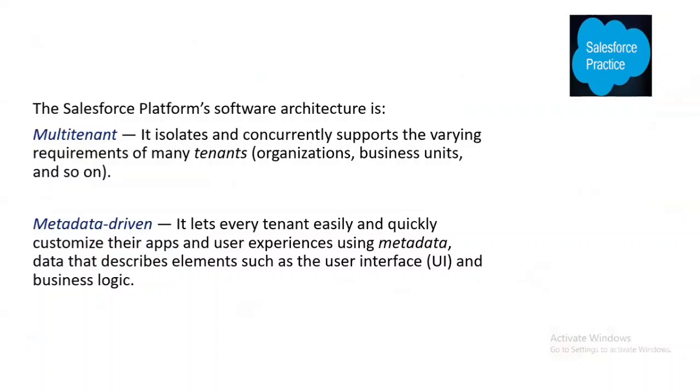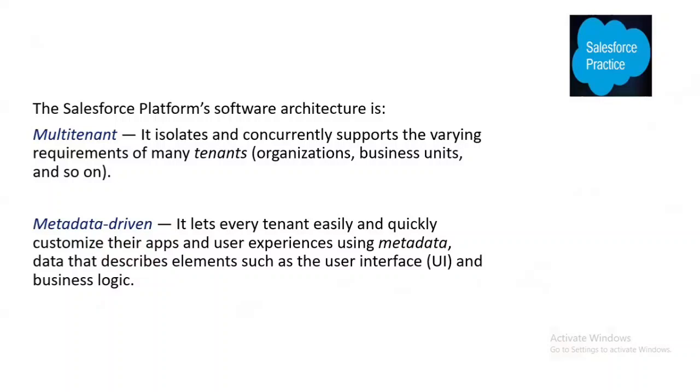Multi-tenant architecture is isolated and concurrently supports the varying requirements of many tenants. A tenant may be an organization, business unit, and so on. Second one is metadata-driven. It lets every tenant easily and quickly customize their apps and user experiences using metadata, data that describes elements such as the user interface and business logic. And third one, we have API.